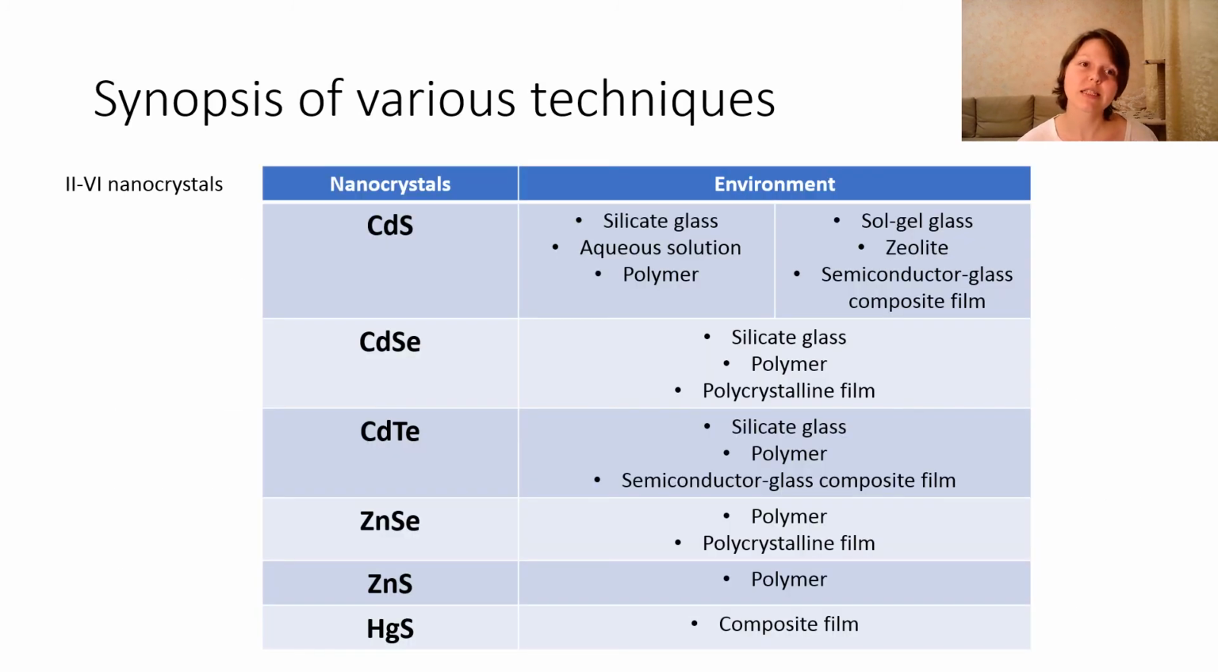Let's make a little synopsis of various techniques of production of nanocrystals of different types. Here you can see nanocrystals of type II-VI, that are cadmium sulfide, cadmium selenide, telluride, and so on. Most of all can be grown inside of the silicate and other glass matrices, polymers, and composite films.